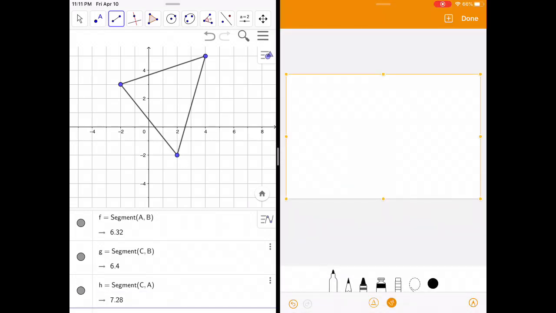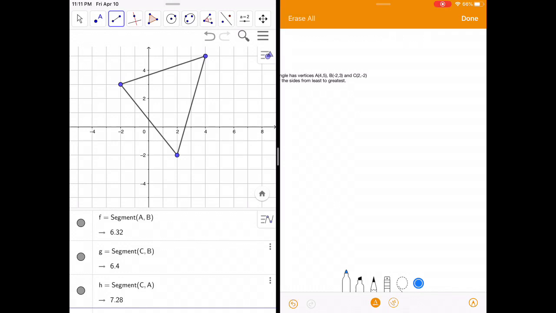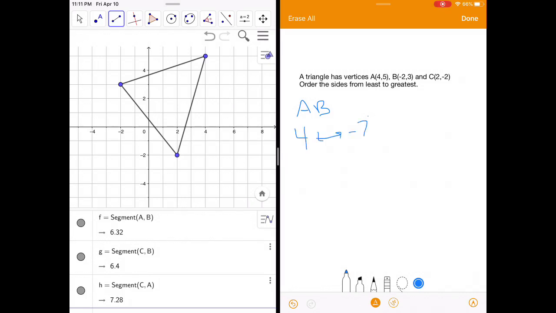And I want to show a couple different things here. From A to B, we can look at just the vertices. We don't actually have to look at the actual graph and count them. If you look at the x-coordinates, we have from 4 to -2, that's 6. And if we look at the y-coordinates, between 5 and 3, that's 2. So those are our legs.